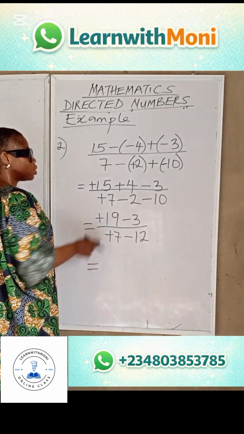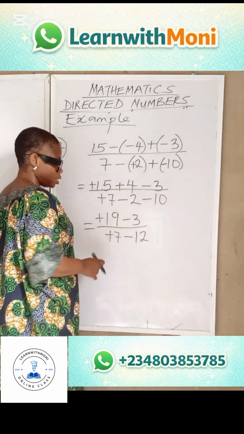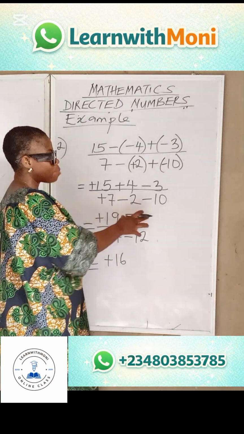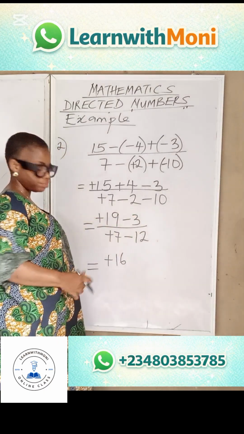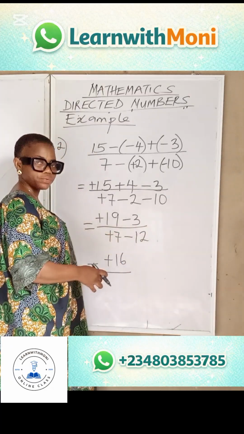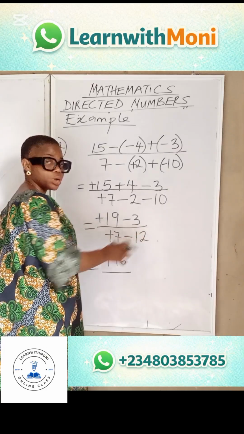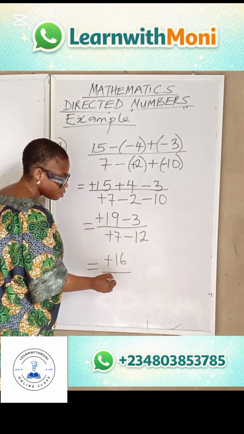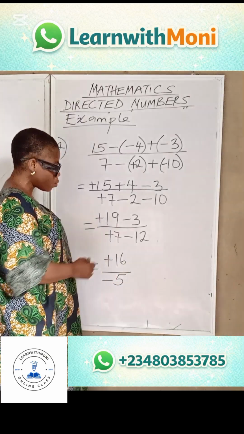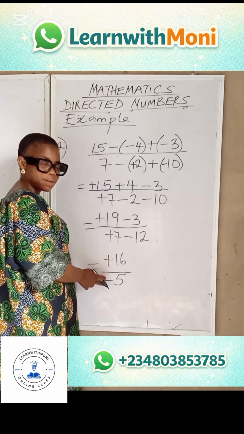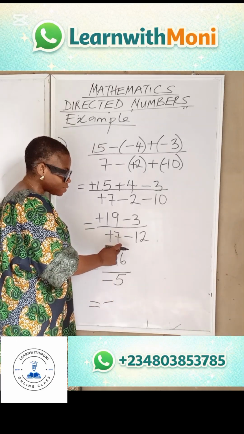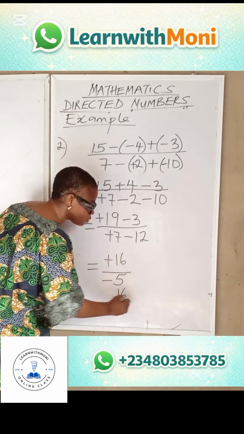This is equals to plus 19 minus 3. That is plus 16. I hope you agree. I have 19, I'm owing 3. I will be left with 16. Divided by positive 7, negative 12. I have 7, I'm owing 12. The balance of such account is minus 5. Look at it. Now we have plus divided by minus. Plus divided by minus is minus. And 16 over 5, that is minus 16 over 5.